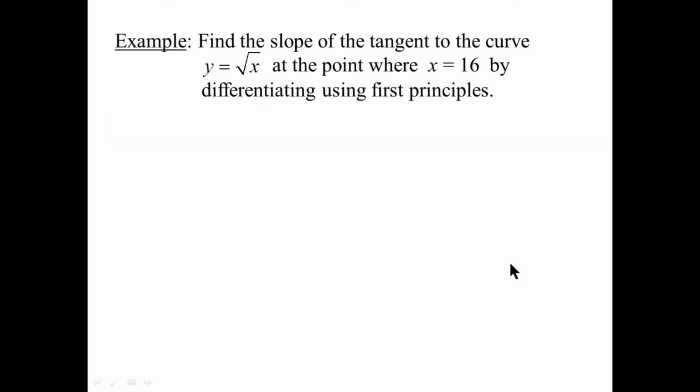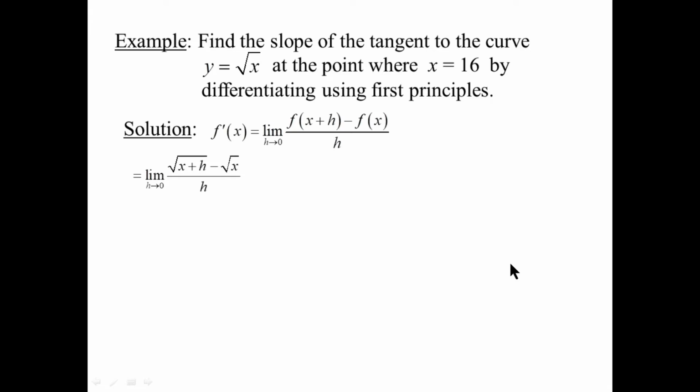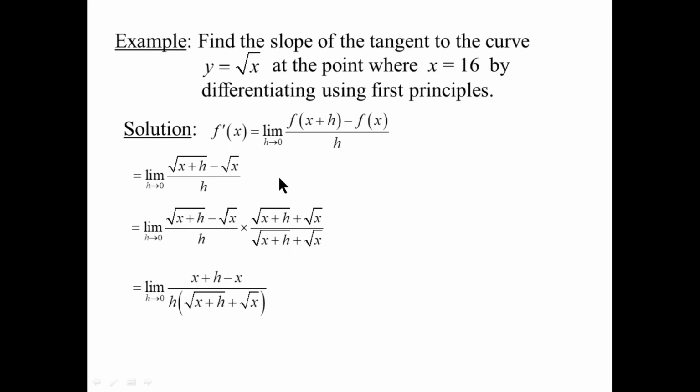Let's go again. This is an example we did previously in the last unit. Find the slope of the tangent to the curve y equals root x at the point where x equals 16 by differentiating this time and using first principles. Solution, state the formula and sub in. Of course, f of x plus h is root x plus h minus f of x. That's root x. And of course, we'll rationalize, which means a difference of squares in the numerator. The x is offset, leaving h.